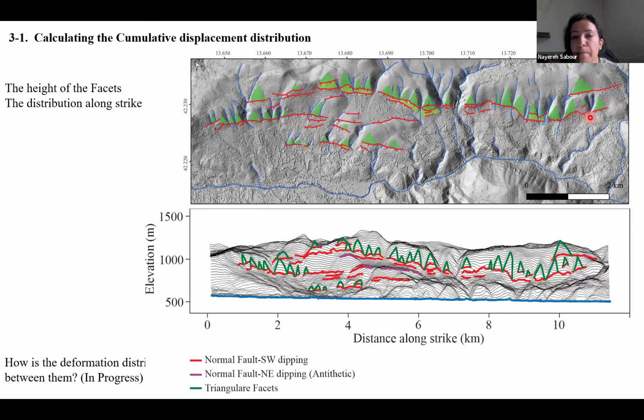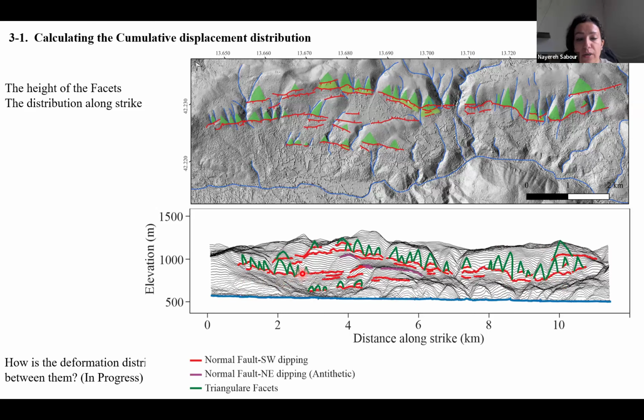So you can see in the swath profile that in the southeastern part the height of a facet is more than in the northwestern part, and so it can show that the displacement here is more than in the other parts.